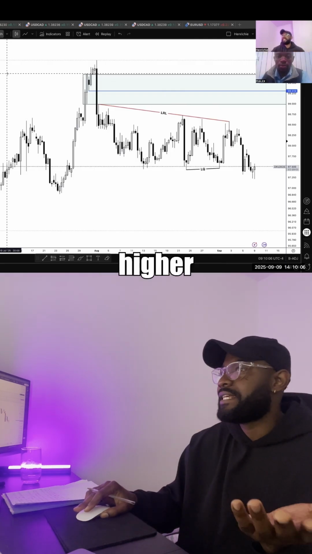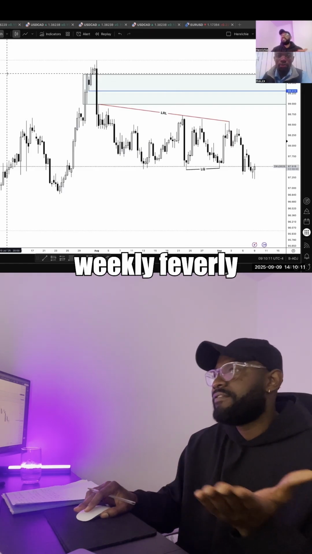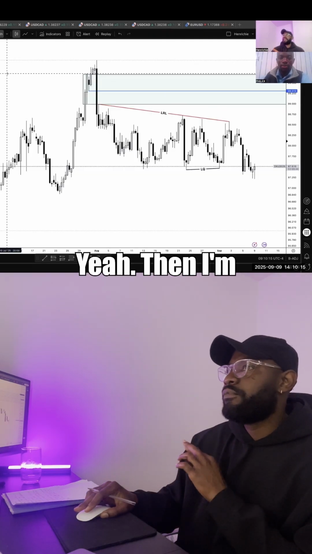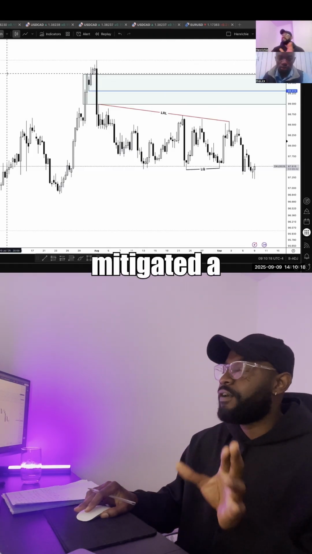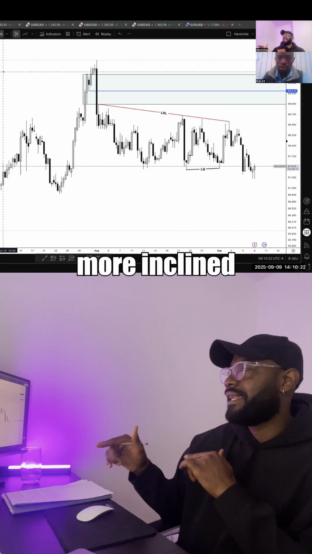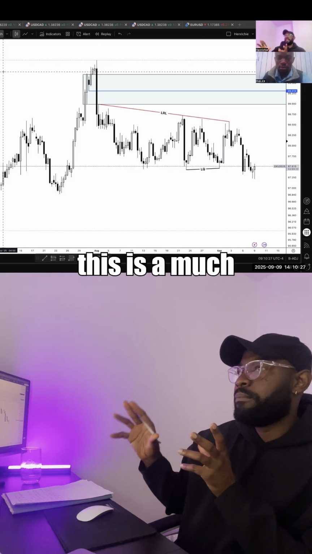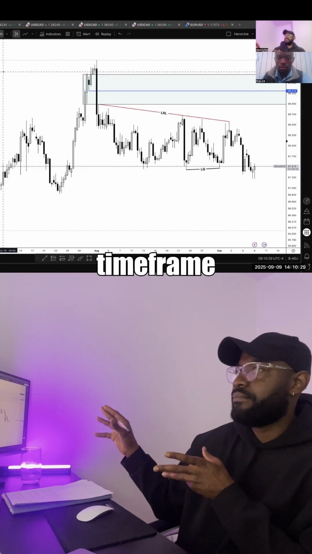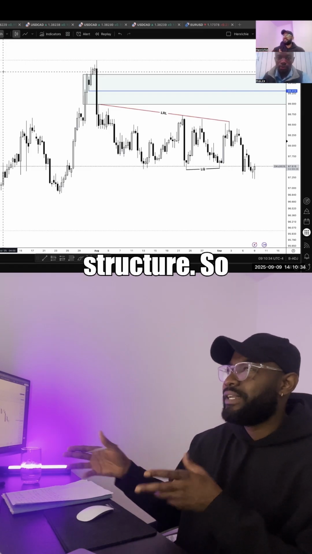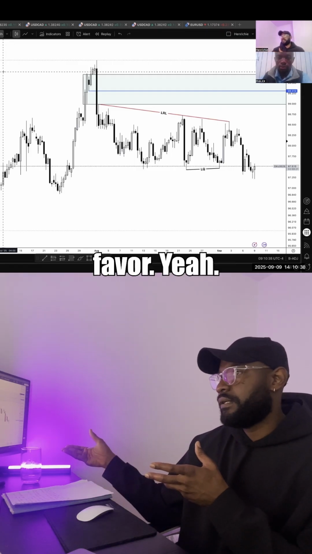For example, which one mitigated a higher time frame point of interest? If the CAD mitigated, let's say, a weekly fair value gap and broke structure on the 1 hour time frame, then I'm looking at Euro. Euro mitigated a 4 hour fair value gap and broke a 15-minute structure. I'm going to be more inclined to trade USD CAD because this is a much higher time frame point of interest and also a higher time frame break of structure.